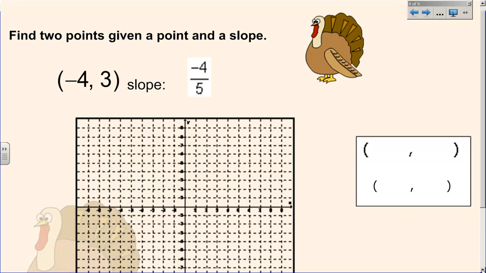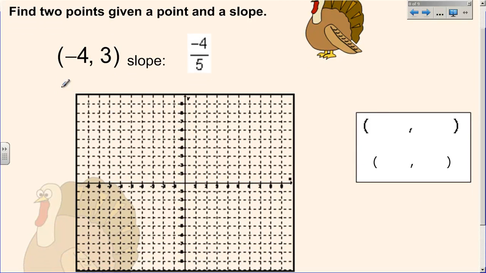One more problem and then we will be done. So we are going to find 2 points given a point and the slope. So here is what's going to happen. We're going to plot this point we are given. So we're going to plot this -4, 3. And using this slope, we're going to find another point on the graph.